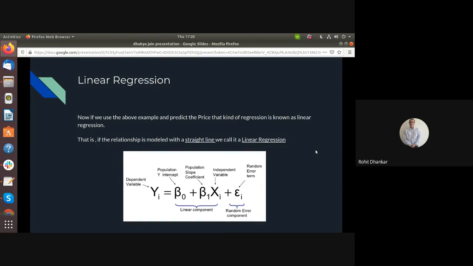No, it says population slope coefficient, and population y-intercept. What is population here?